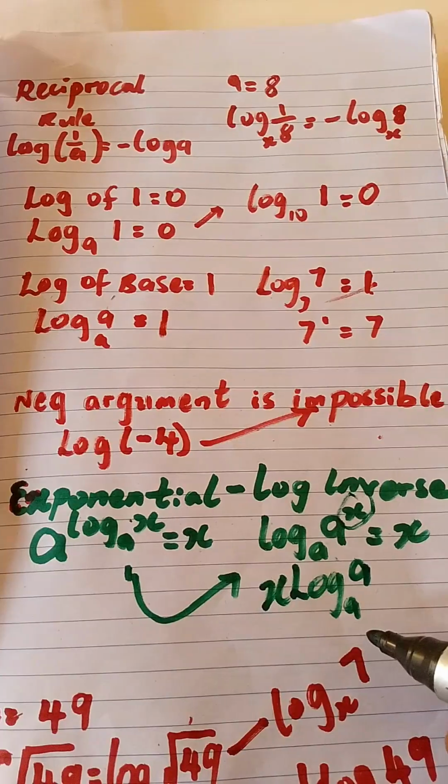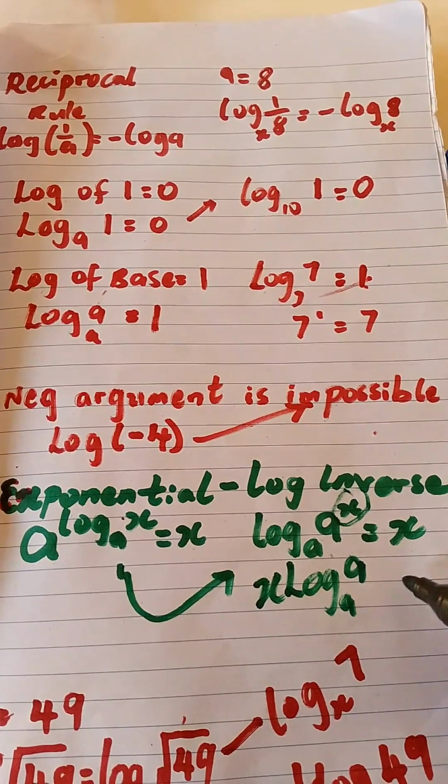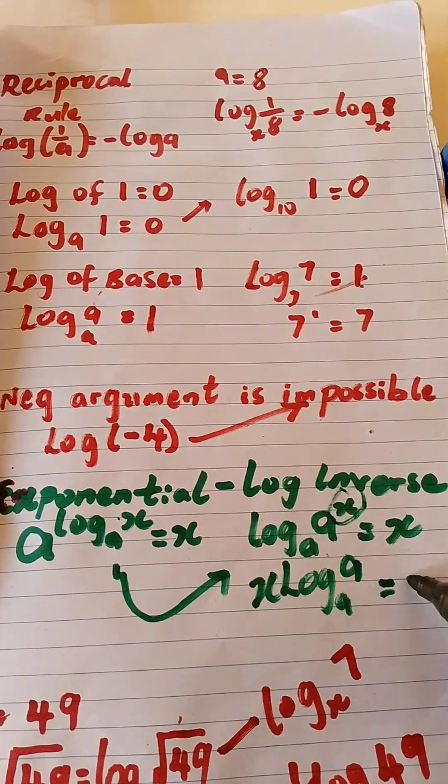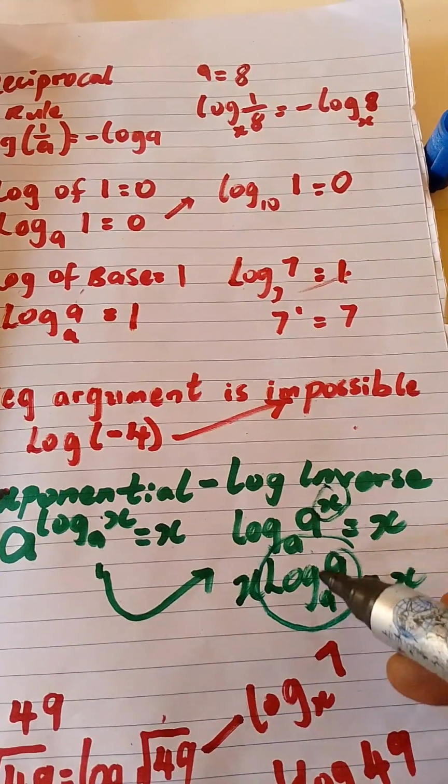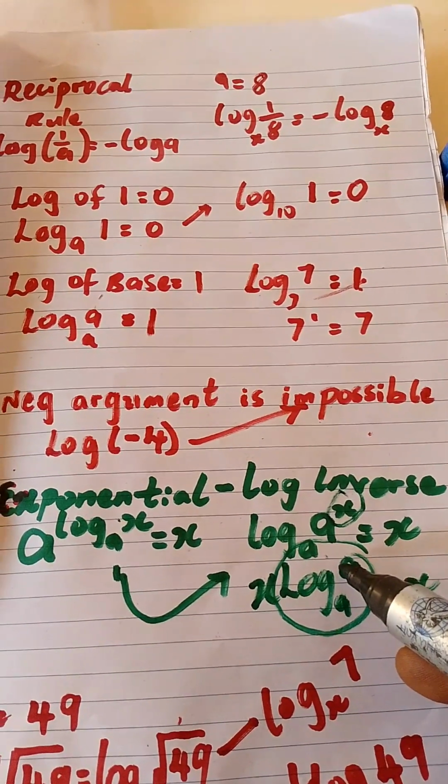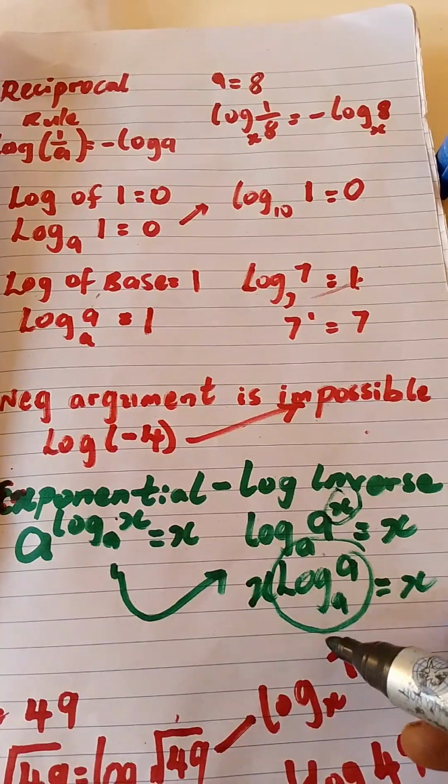How will it give us x? By the time this converts to 1, logarithm of a base, log a of a is 1. It becomes x times 1. It gives us x.